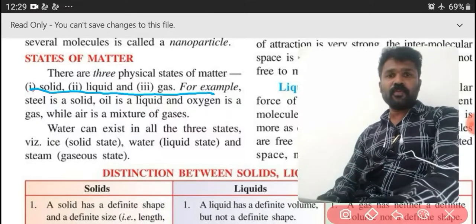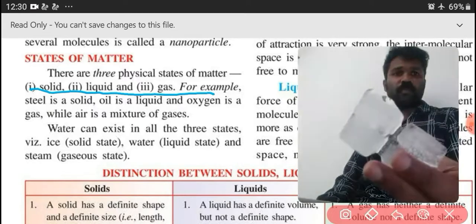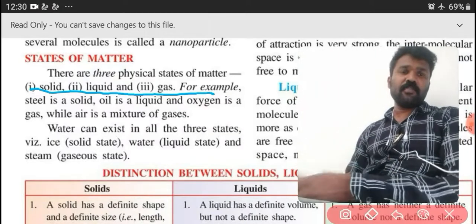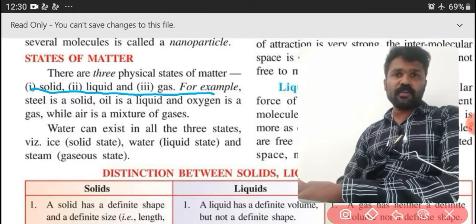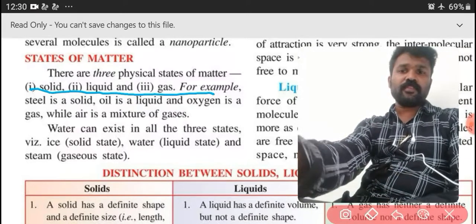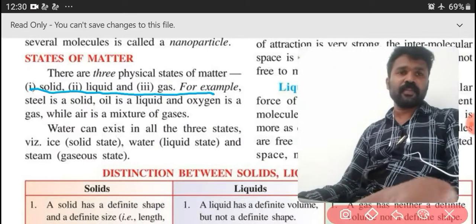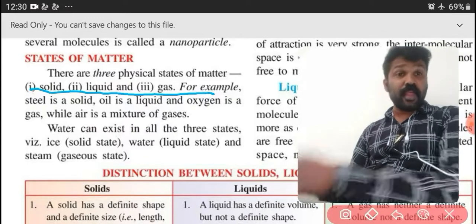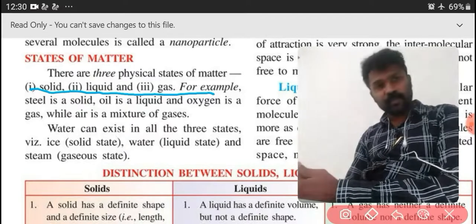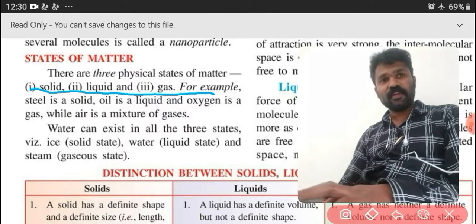So here I will show you the example for a solid. You see, this is an ice cube. Ice is an example of a solid. Once we heat this ice, what will happen to it? It will change as water. Again, if we heat that water, what will happen to it? It will change to water vapor or gaseous state.